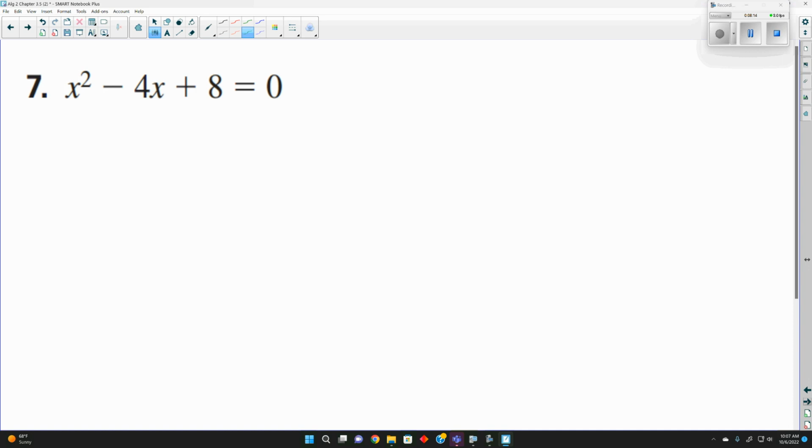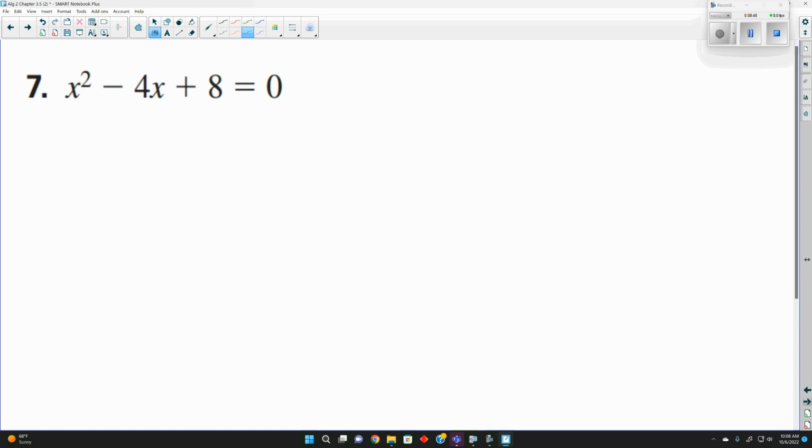Technically there is a number. It's 2 square root of 2. But it's not a whole number. It's not a natural number. It's not an integer. So this, x squared minus 4x plus 8, we cannot write as a set of parentheses squared. It's not going to be a natural or nice number. So we're going to use completing the square to solve this.